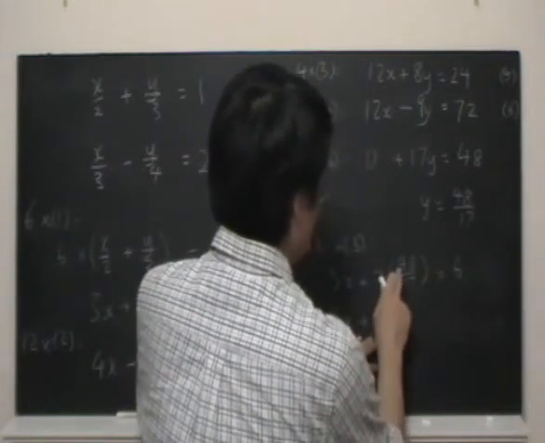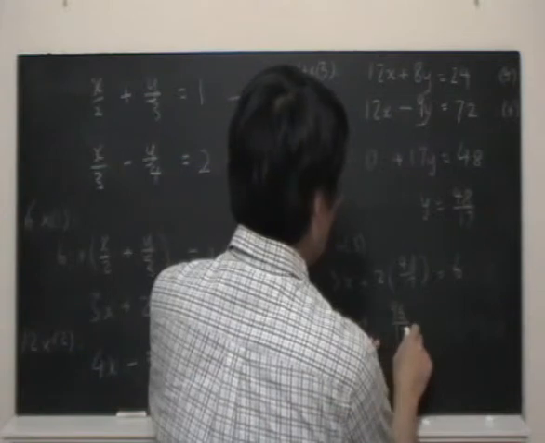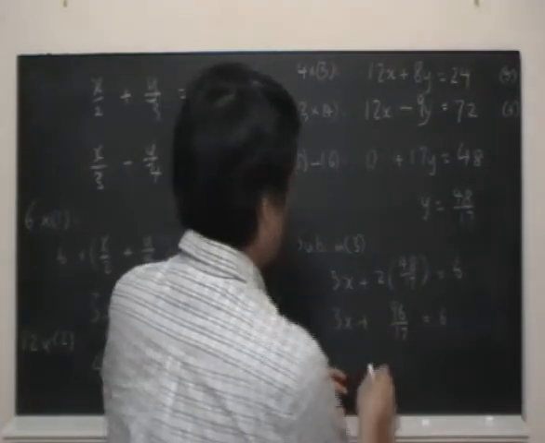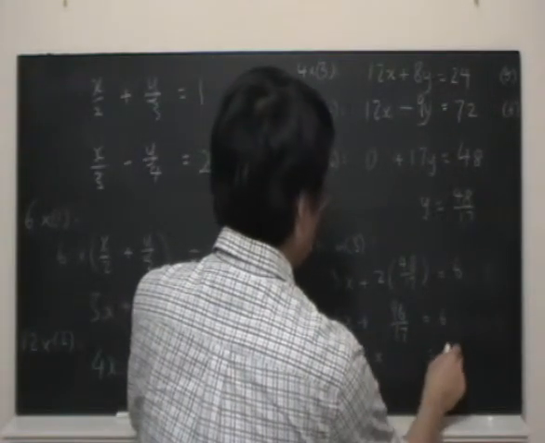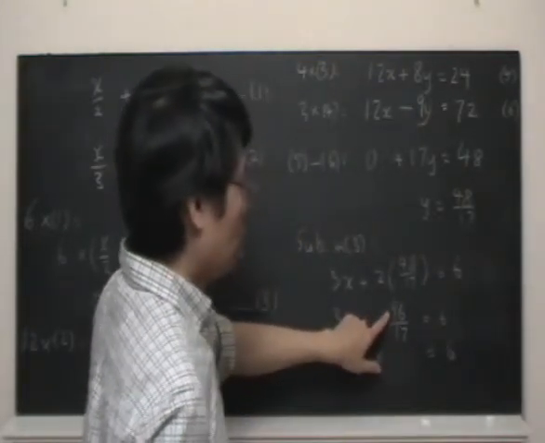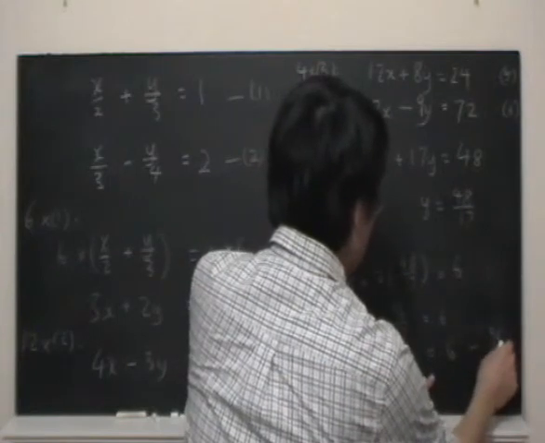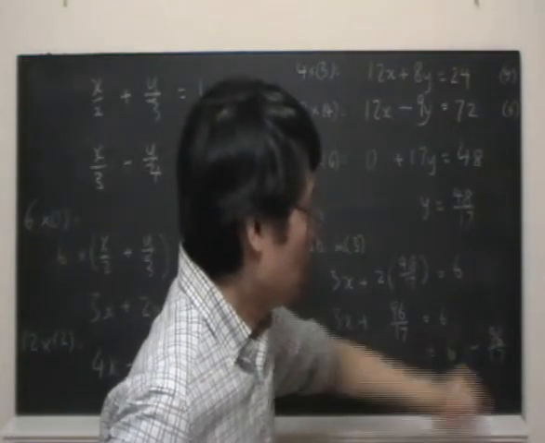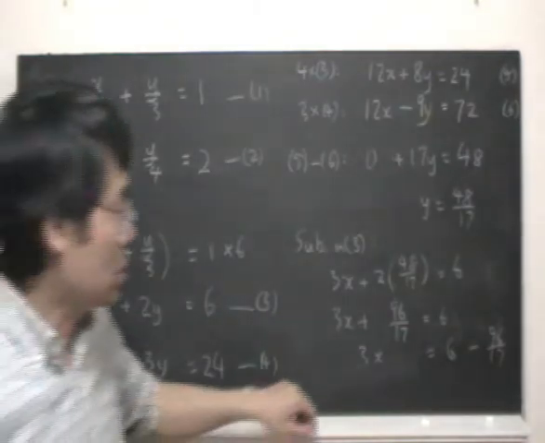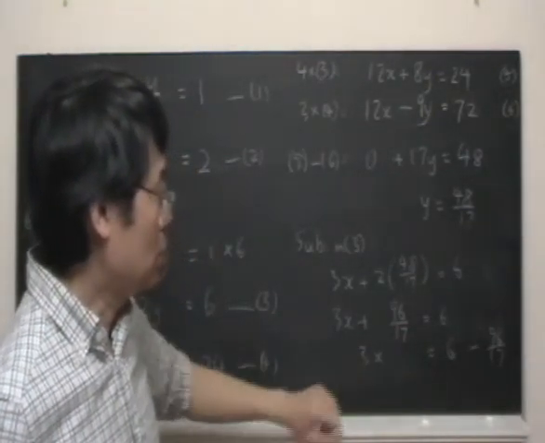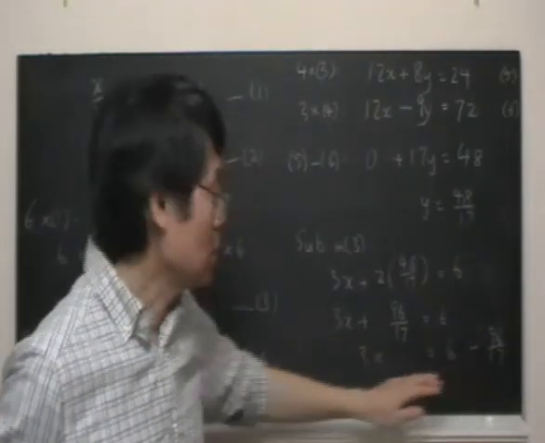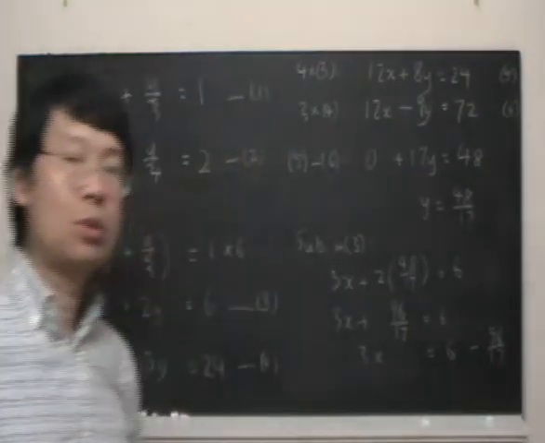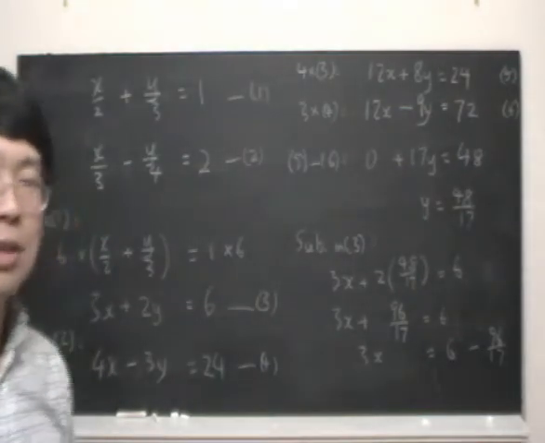So 2 times 48 is 96 over 17 is equal to 6. And we subtract from both sides. 3x equals 6. We subtract this fraction from both sides, that gives 6 minus that fraction here. And then we need to calculate 6 minus 96 over 17, a little complicated. And we have 3x on the other side, so we need to divide both sides by 3 in order to find x. So I'll just say dot dot dot and leave that as an exercise.